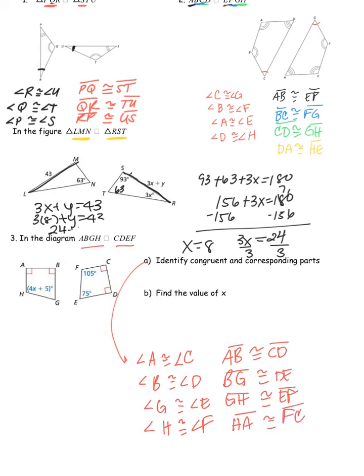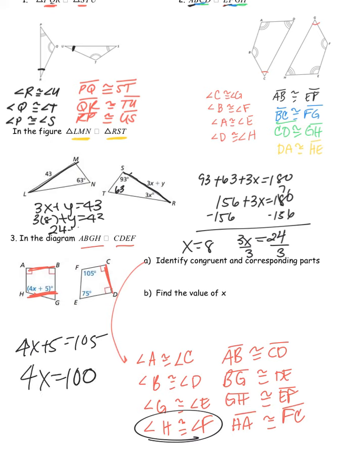Now we need to find the value of x. Well, here we know C and D, and CD is congruent to AB. Okay, so we know that. And they're both 90. So we want to find x, and the only statement that has an x in it is angle H. Well, angle H is congruent to angle F. So what we can do is set 4x plus 5 equal to 105, since we know H is congruent to F. And so we get 4x equals 100, and x equals 25. All right, that's it.